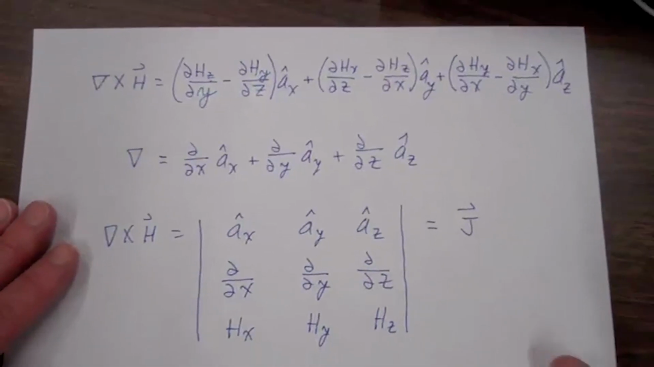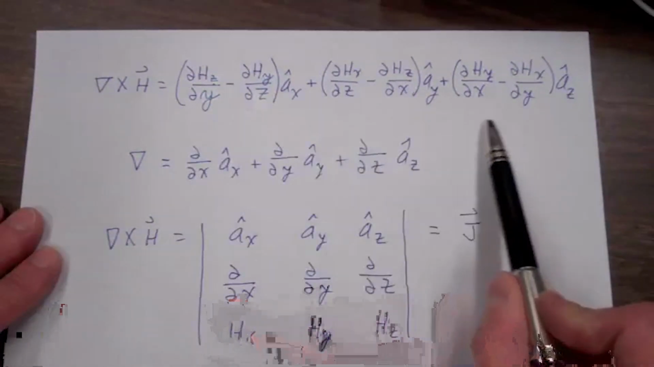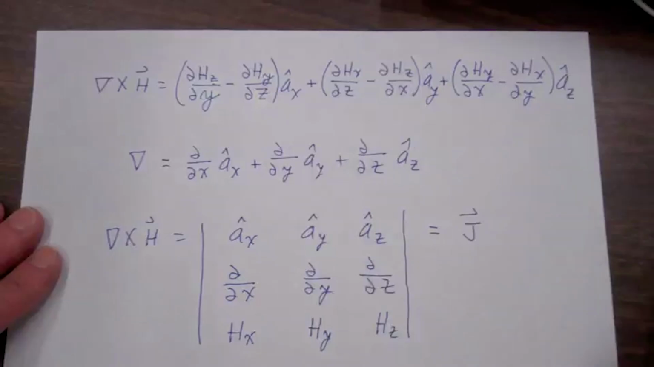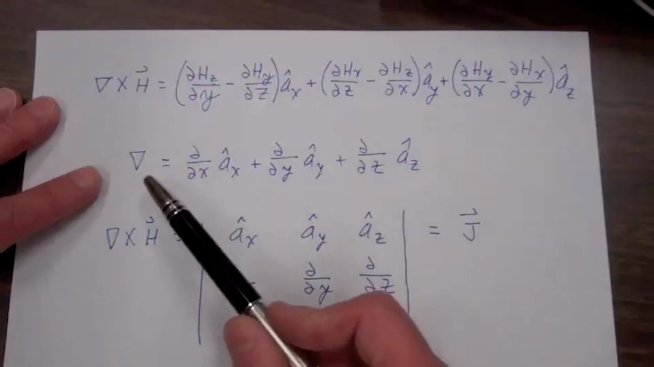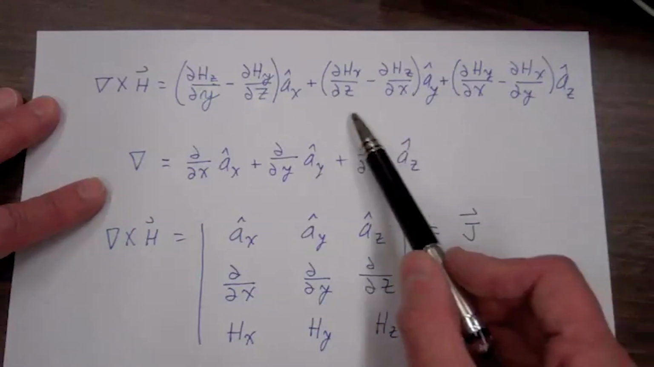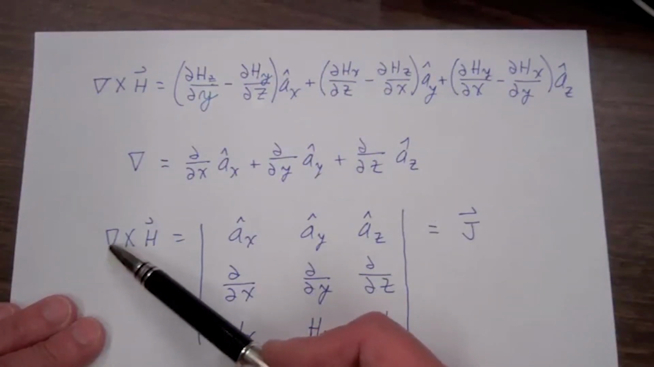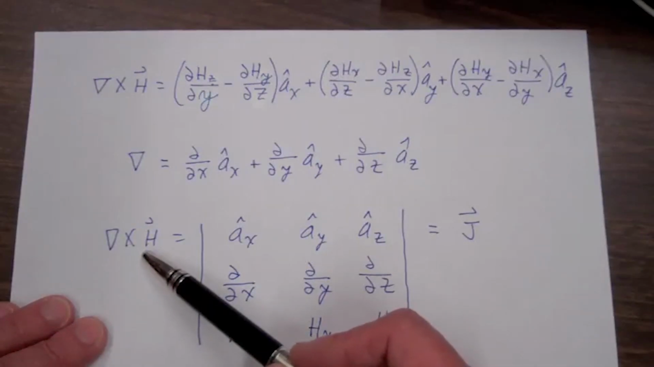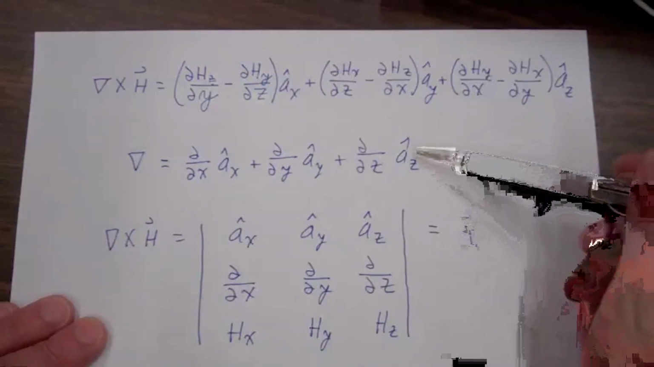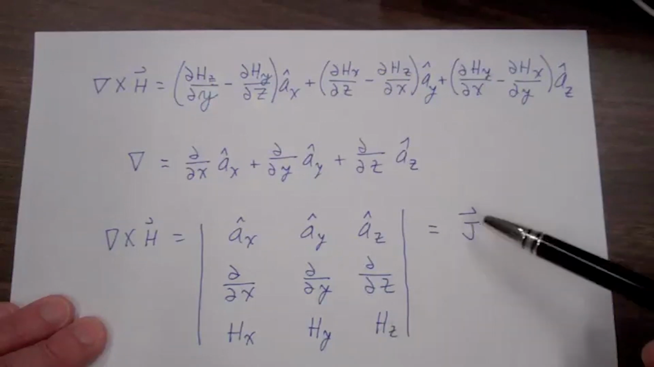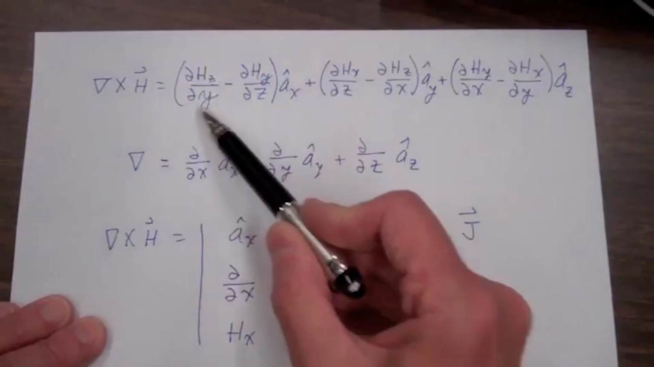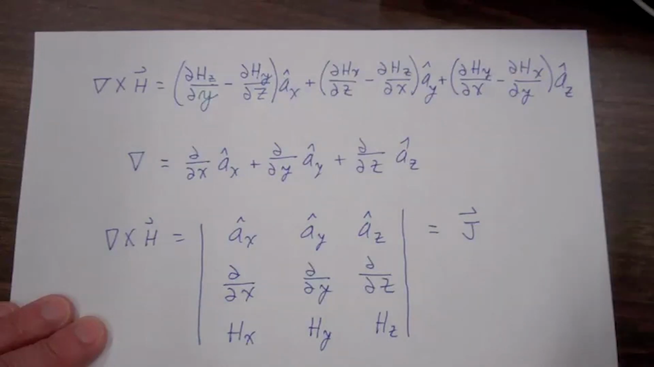So collecting those as a single vector term, we have this expression right here for the curl of the magnetic field intensity. Now the del operator is defined as this expression, so that is why we write the curl as del cross H, because if you take the cross product between the del operator and the magnetic field intensity, you'll get this expression right here, which we found is the expression for the curl of a vector in Cartesian coordinates.